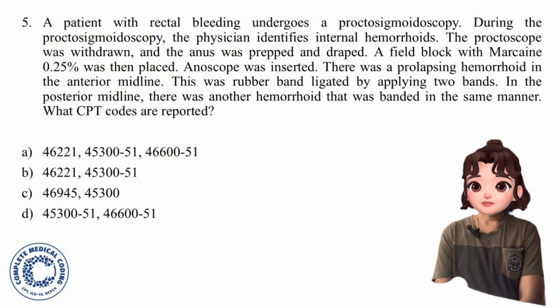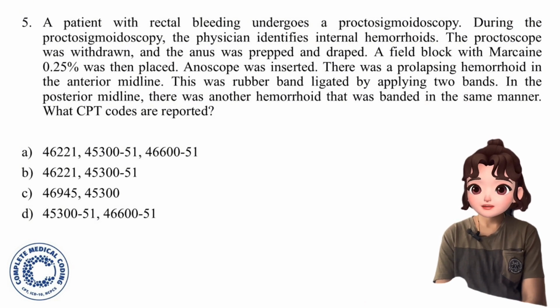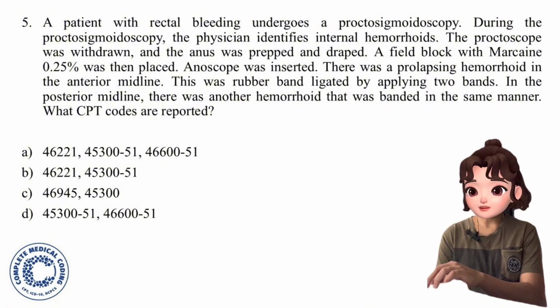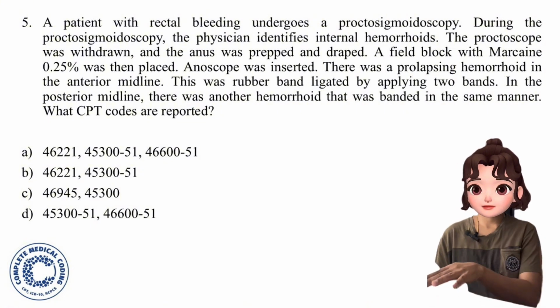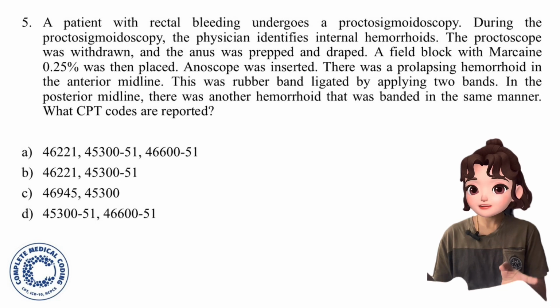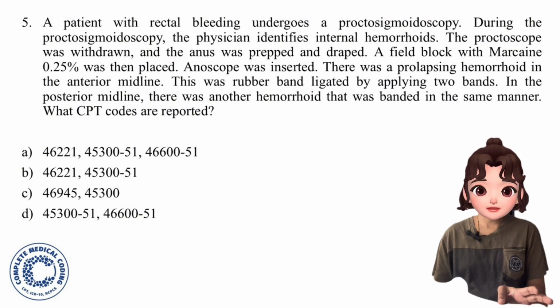So here you have to code for the proctosigmoidoscopy and then the code for the internal hemorrhoids. Okay, you understood these two, right? Now let's go directly to the codes and find out the answer for the CPT codes. What is the first one? 46221, option A, 46221.